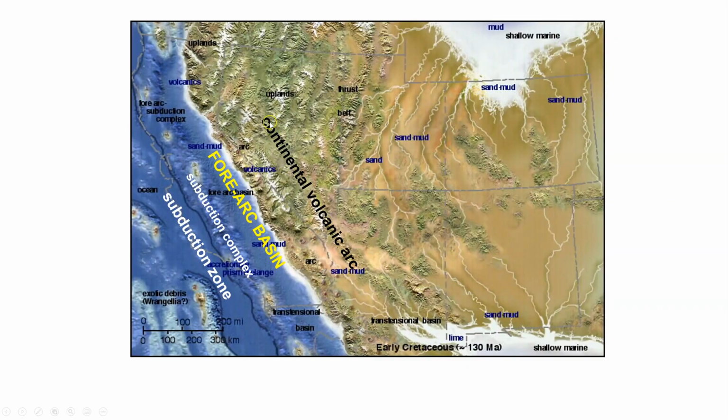I'll give you another look at this. We have the continental volcanic arc, the forearc basin, the subduction zone complex, and the actual subduction zone. And again, this is around 130 million years ago. This is what that snapshot shows. So the Central Valley is this forearc basin zone in here.